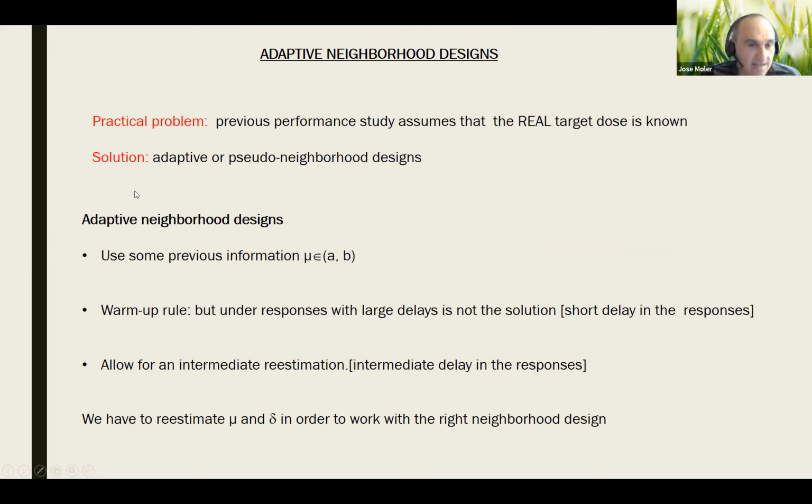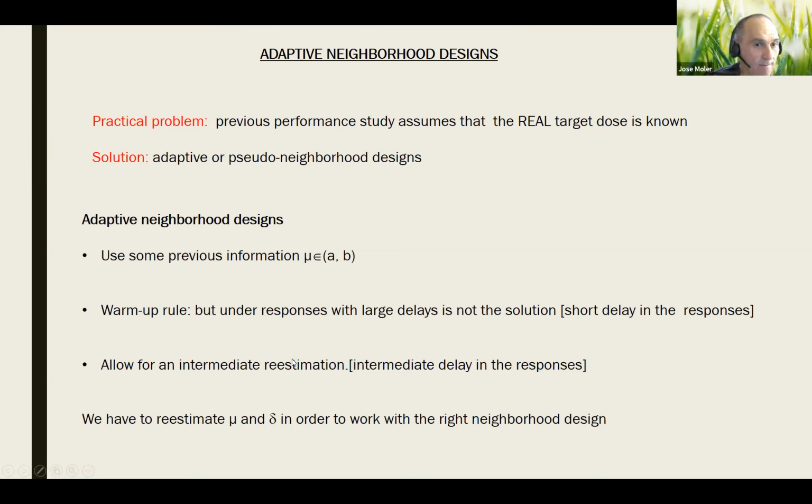Adaptive neighborhood designs means that one of the following situations happens. First, maybe we have some previous information and we know where the target dose is, not the exact value, otherwise it doesn't make sense to do statistics, but in which interval it is. Otherwise, we can propose a startup rule to do a first estimation and then propose a neighborhood design, okay? Or we can start with some guess and then, once we have allocated 50 patients, we re-estimate and we allocate the rest of patients with a new re-estimation.